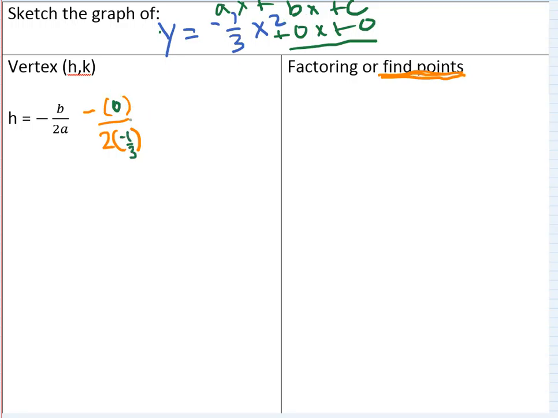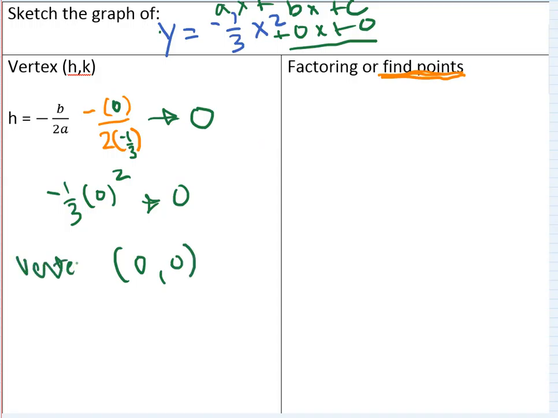As long as I have a 0 on top, this is going to result in 0, because 0 divided by whatever is on the bottom is still going to be 0. So then we plug in 0. If I have negative 1/3 times 0 squared, 0 squared is 0, times anything is still 0. So my vertex is 0, 0.